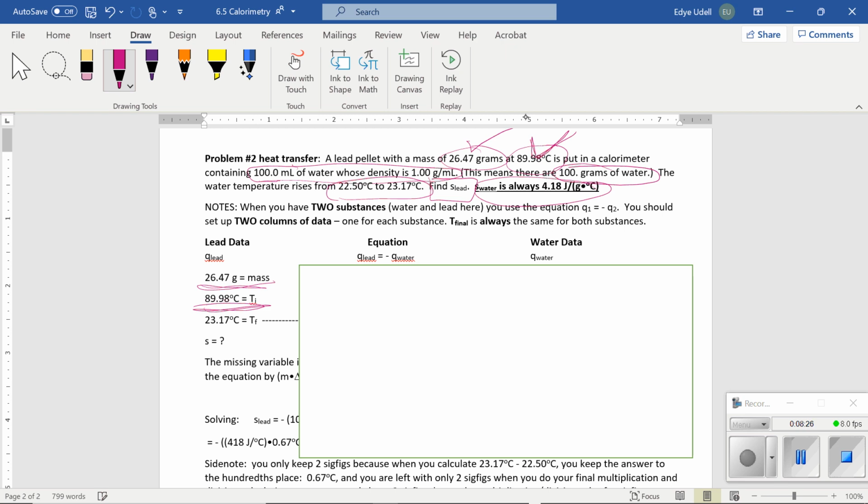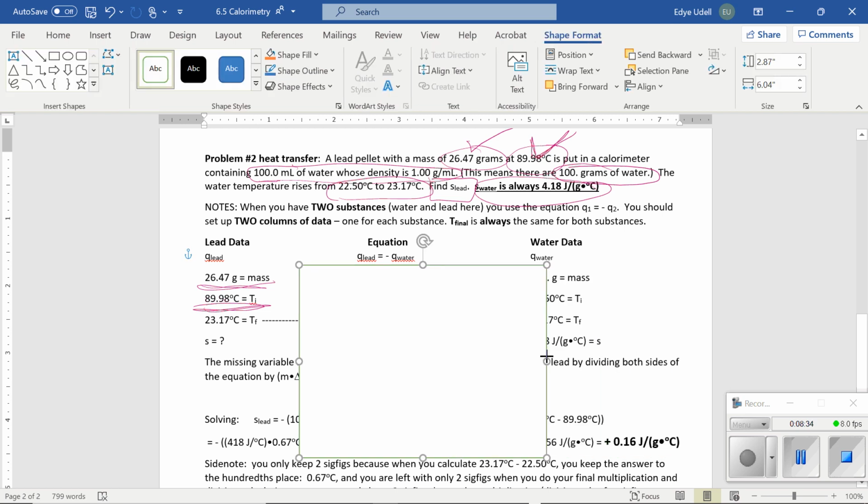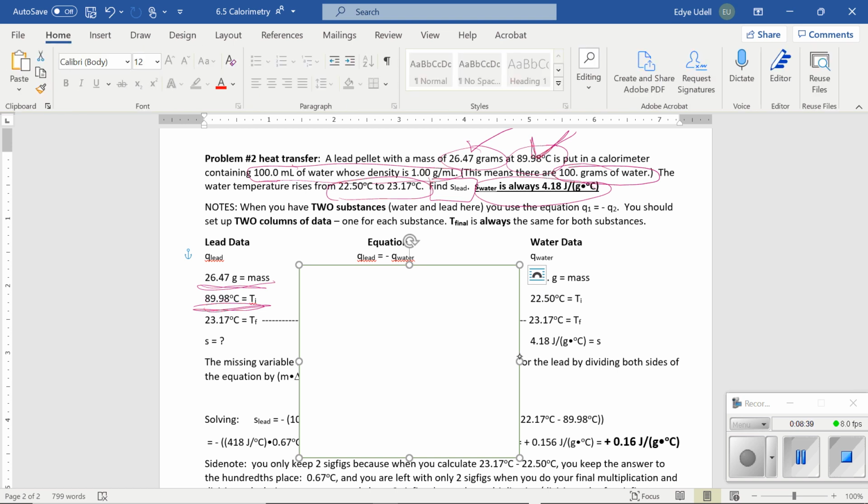Okay. Now I'm on my water data, so I'm going to open up the water side here. Water. Oh, there we go. All right, so I have 100 grams of water right here. So I'm going to check that off. The water temperature rises from 22.5. There's my initial water temperature. And it goes up to 23.17. That would be my final temperature, because that's where I end up according to the language here.